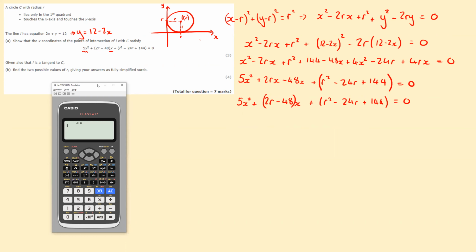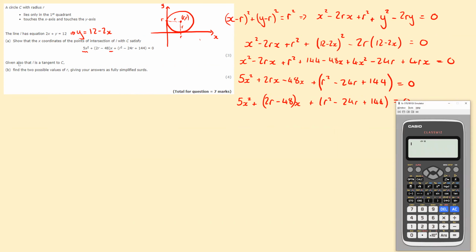A lot of work. From here, we're now told that L is a tangent to C. So it's a tangent. Find the 2 possible values of r, giving your answers as fully simplified surds. There's a reason they've asked us to break it up like this, and that's because of the discriminant. A tangent implies it's got 1 root, which further implies that b squared minus 4ac is equal to 0. We're going to make use of that now to try and find these values of r.